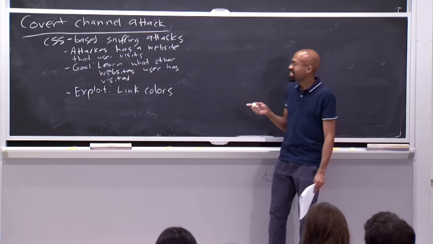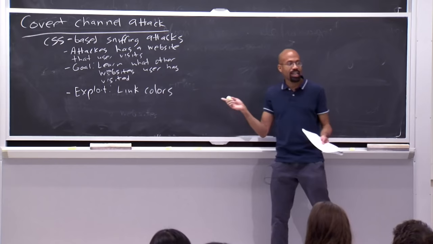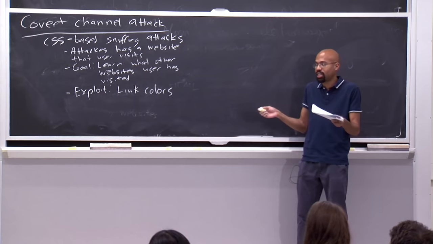So this was very subtle, right? And what's interesting is that in many cases you don't even have to display the URLs to the user. You can just conjure up a DOM node that has a particular href and then look at its style and see if it has the visited color or not. So this is actually pretty subtle.